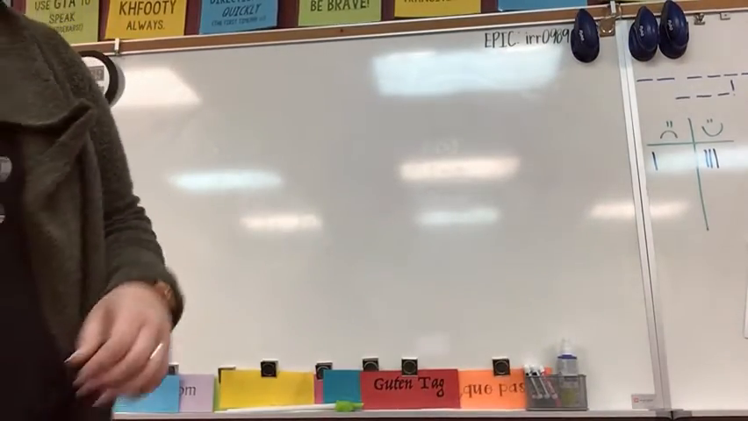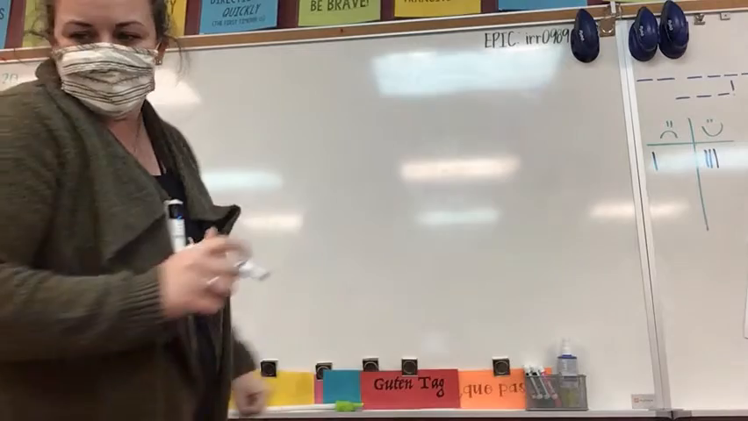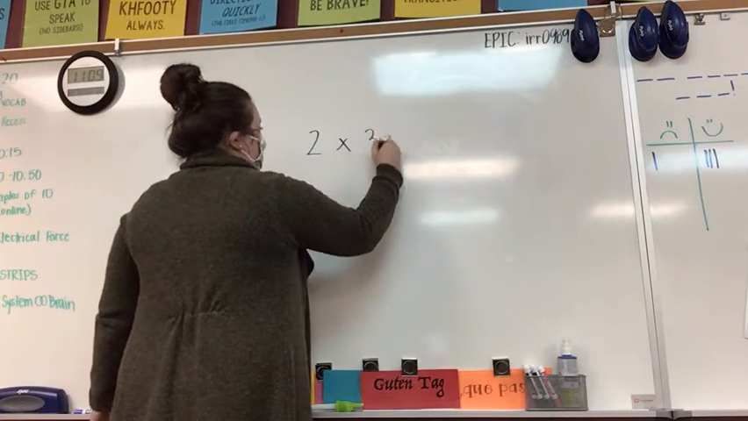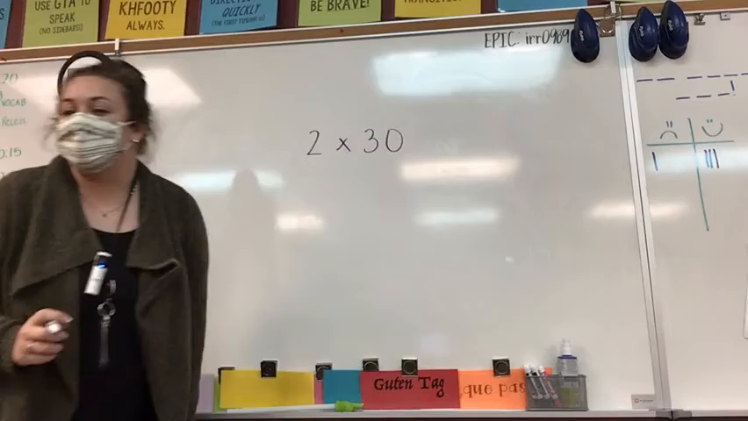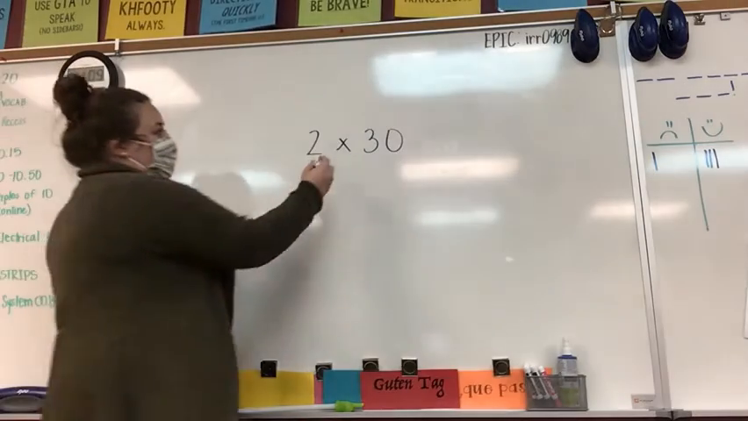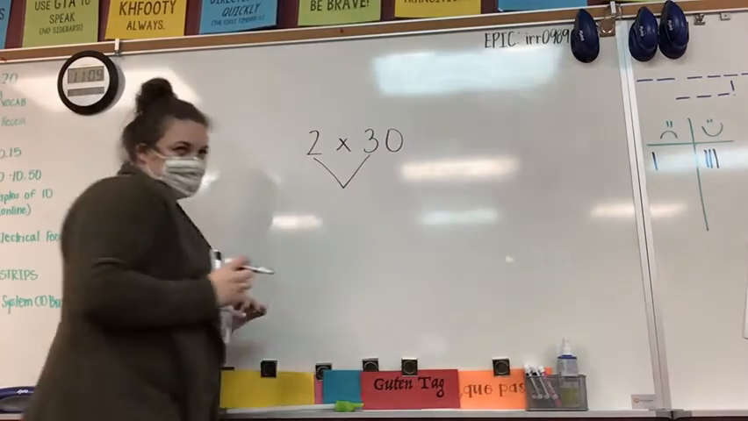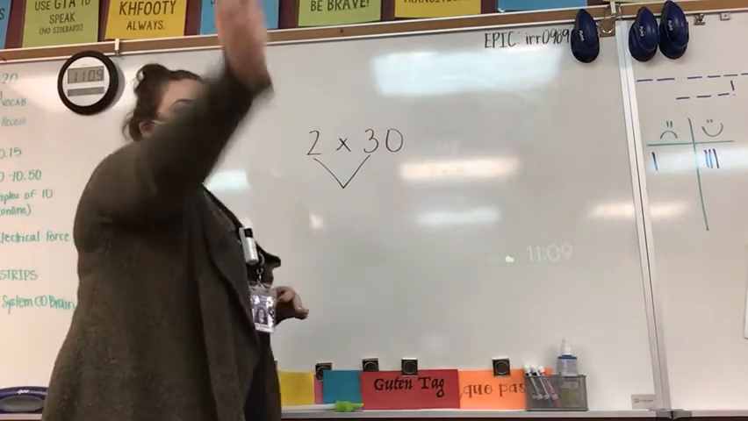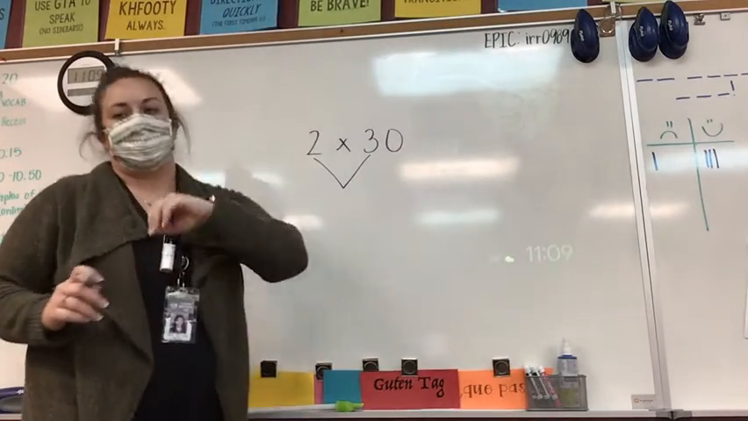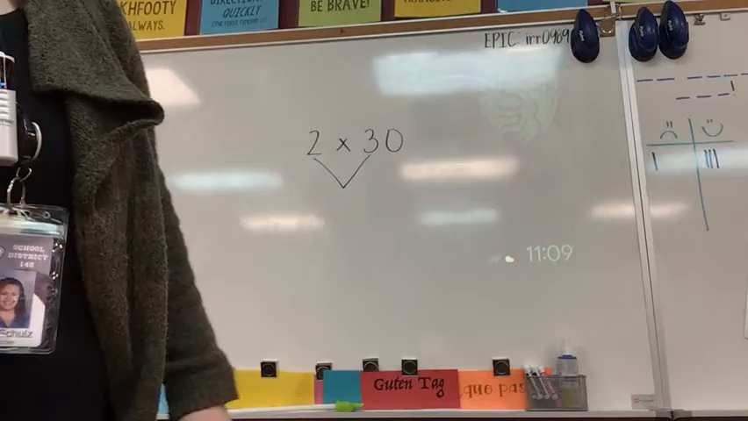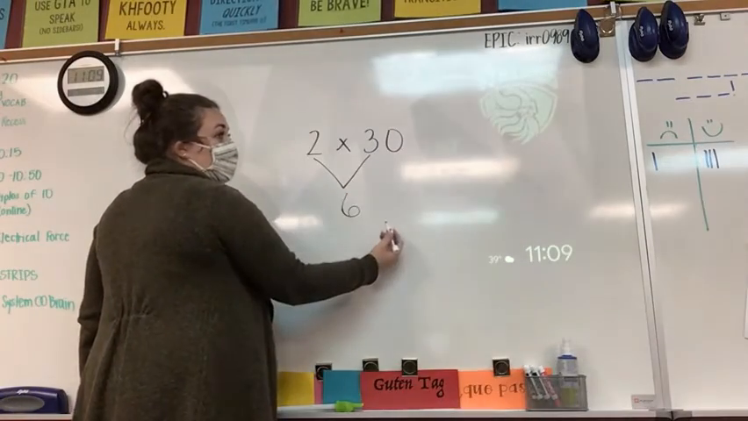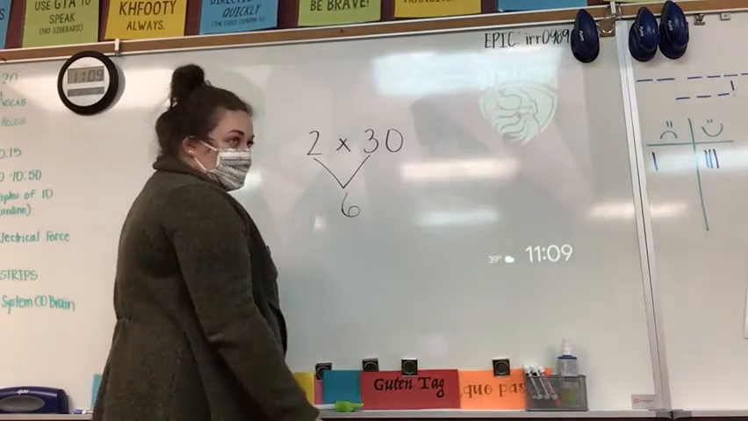We'll see. We're going to start off with 2 times 30, and they wrote it this way. 2 times 30. And what they did to show how we ignore the zero at first, they just said, hey, what's 2 times 3? I'm going to weave through my rows. Mr. Eli, what's 2 times 3? 6.